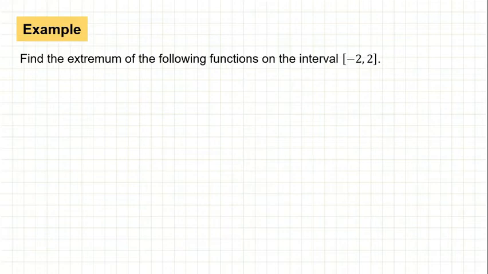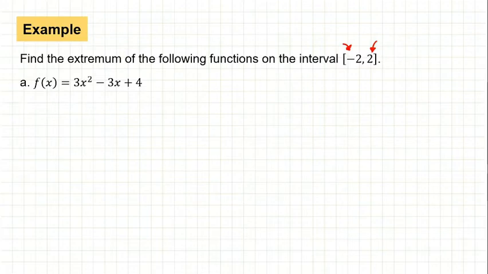Now, in this case, since the interval is already given, we already know the endpoints, and that is negative 2 and positive 2. They are our endpoints. So, in this case, we just need to solve for the critical points of the given function. For letter A, our function is f of x equal to 3x squared minus 3x plus 4.